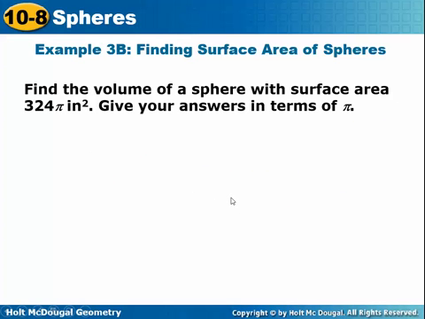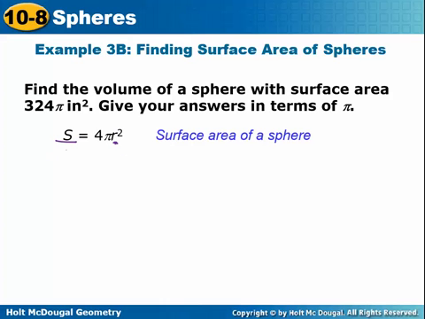This one asks us to find the volume if the surface area is 324 pi. Now this is a multi-step problem. First thing that we have to do is think about what we're given and what we could find from that. So the formula for surface area is 4 pi r squared. We just learned that. If we know the surface area, then we could find the radius. And that's what we're going to do first.